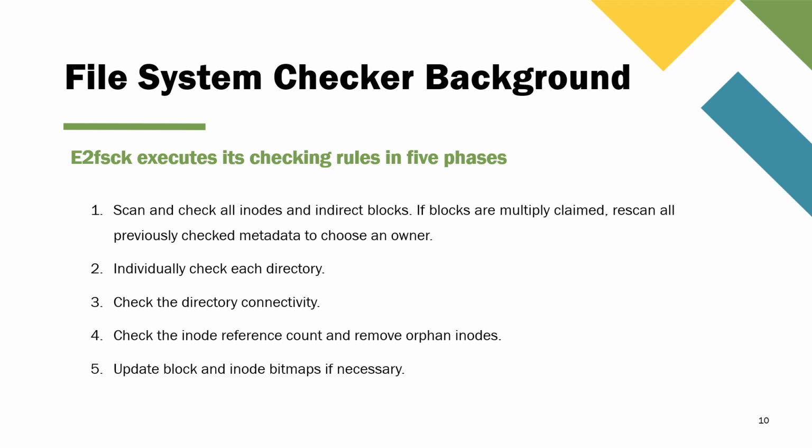The E2fsck file system checker executes its checking rules in 5 phases. Phase 1: scan and check all the inodes and indirect blocks. If the blocks are multiply claimed, rescan all previously checked metadata to choose an owner.